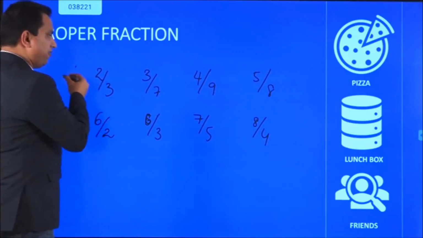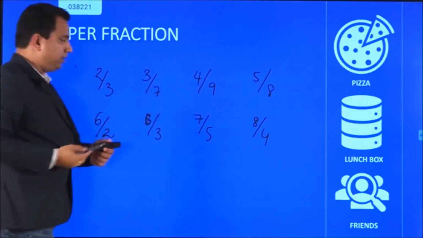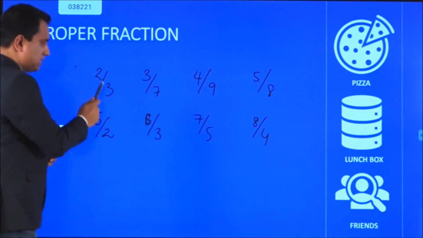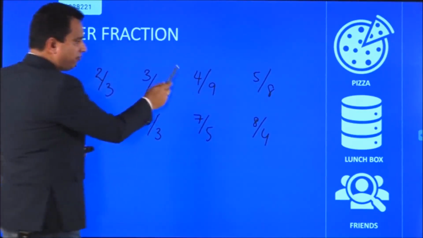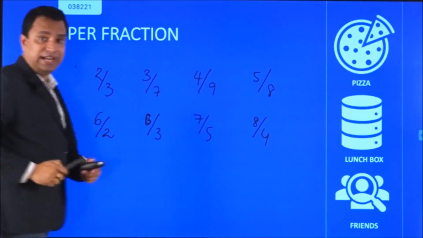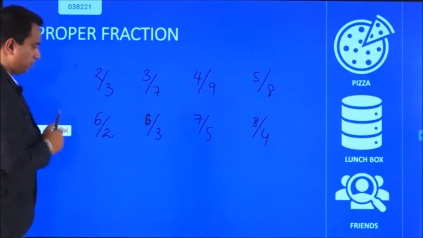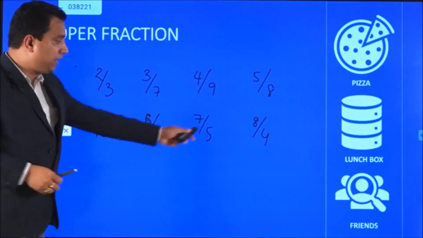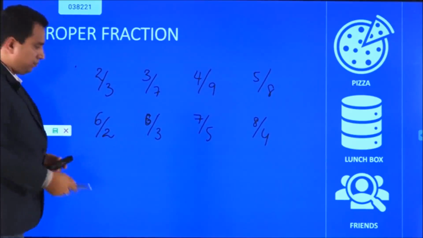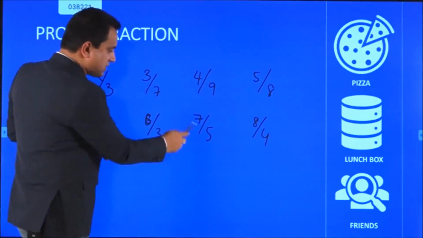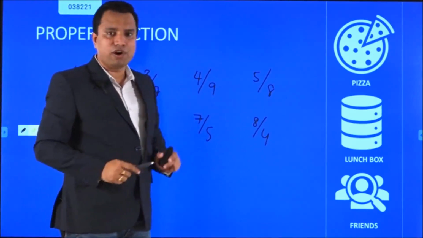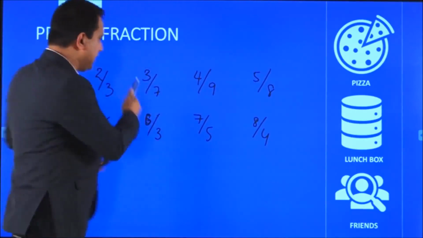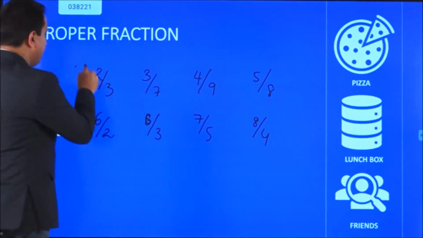Yes, wonderful. The fractions on the top, you see the numerators are always less than the denominators. 2 is less than 3, 3 is less than 7, 4 is less than 9, 5 is less than 8, right? Good. Now at the bottom, you see the fractions there, the numerators are always bigger than the denominator here. 6 is greater than 2, 6 is greater than 3, 7 is greater than 5, and 8 is greater than 4.